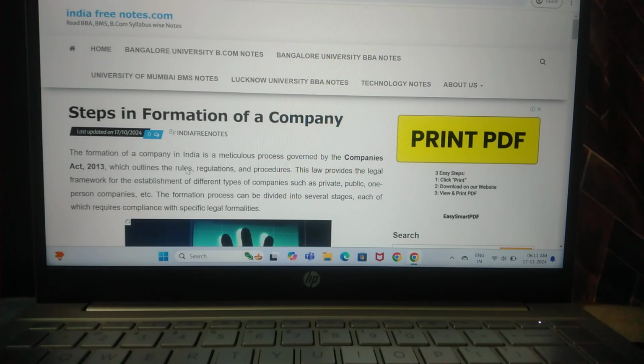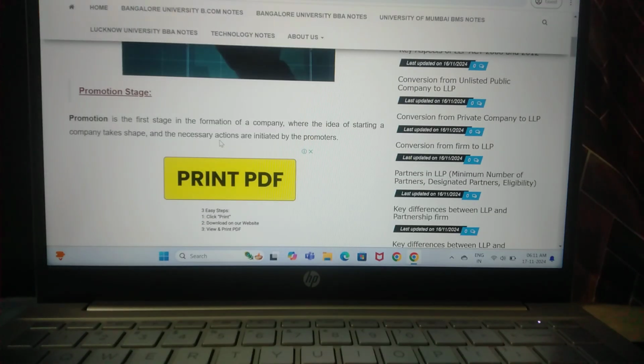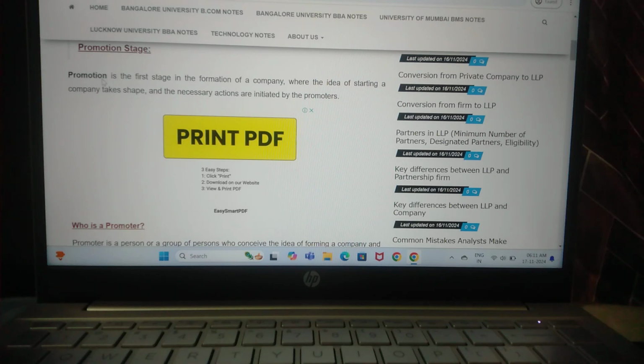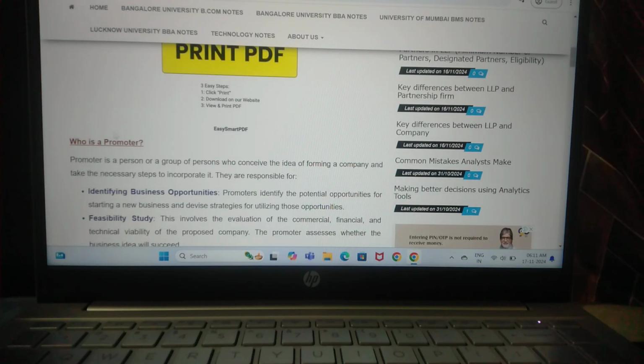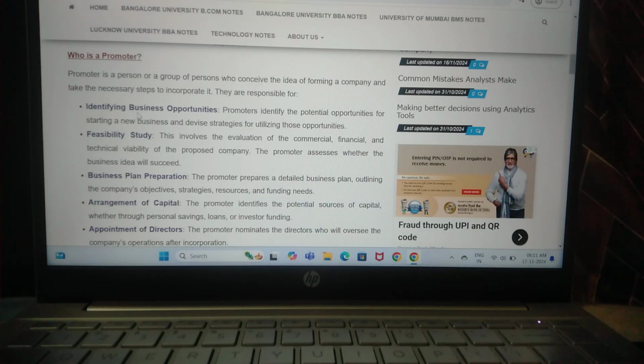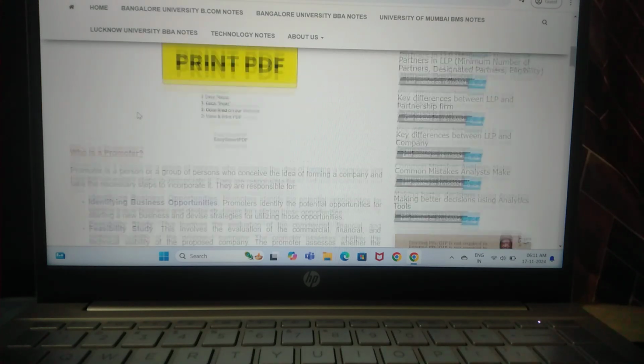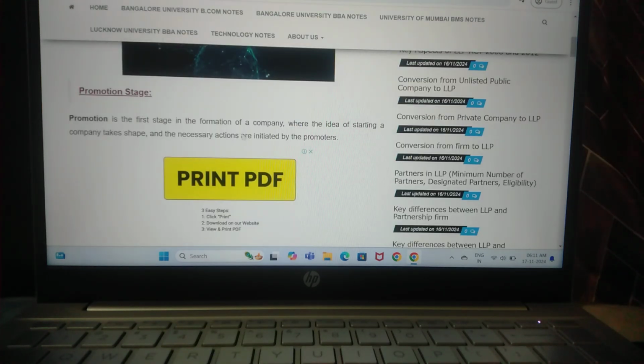You can see steps in formation of a company. Promotion is the first stage, and in the promotion, the promoter will come. You have to study the meaning, then who is a promoter, and his functions. I'll go one by one. Promotion is the first stage in the formation of a company, where the idea of starting a company takes shape and the necessary actions are initiated by the promoters.